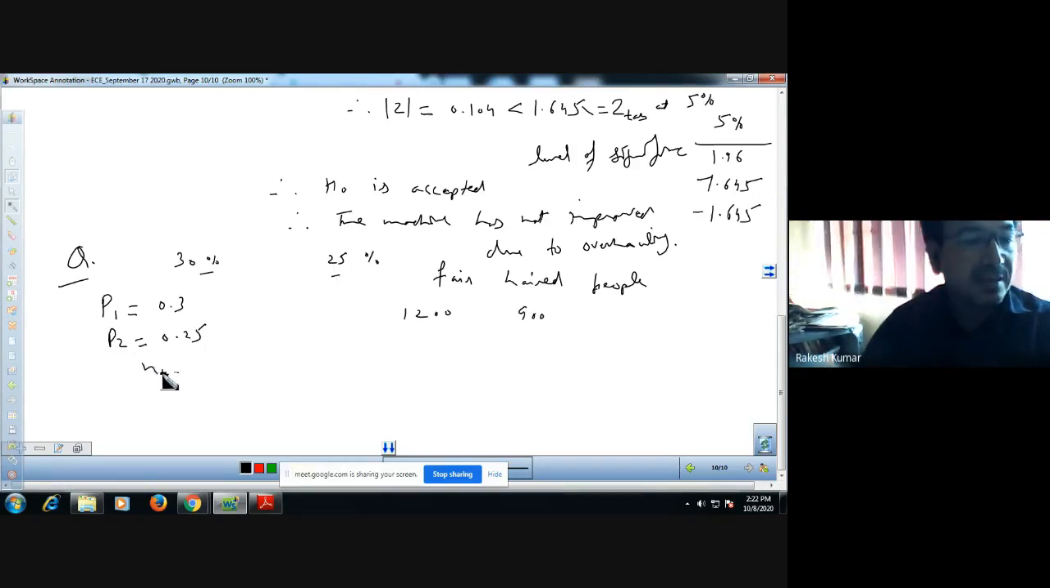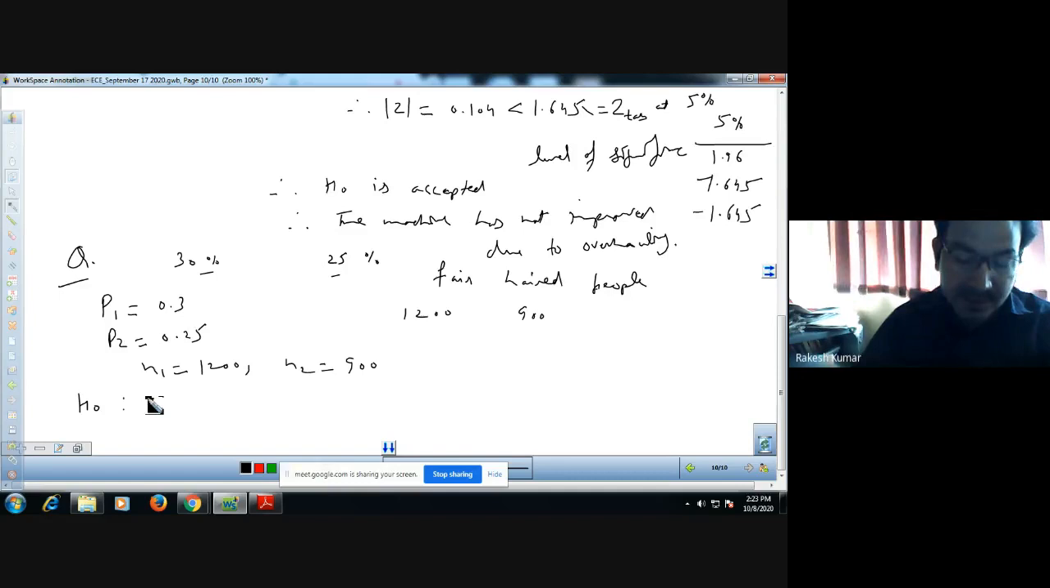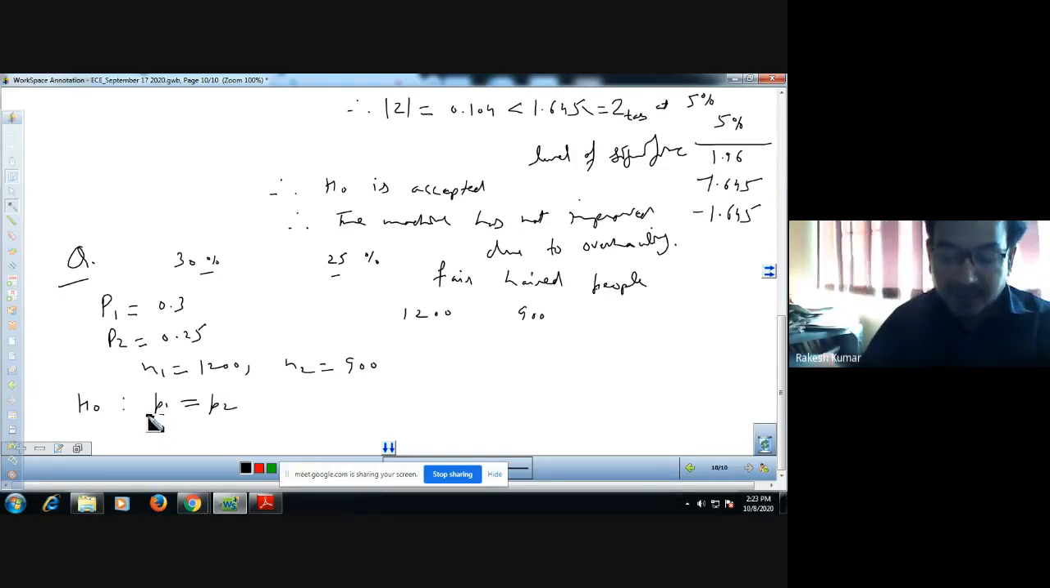Now what is n given to us? First sample 1200, second sample 900. Obviously these are large samples. The null hypothesis is that the difference is likely to be hidden in samples. Yes, the two proportions are same. P1 is equal to P2. It means the difference in the population proportion is likely to be hidden.